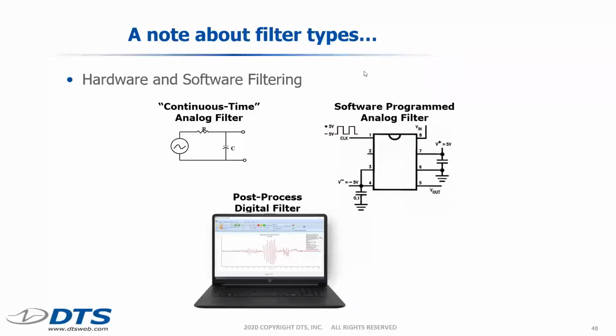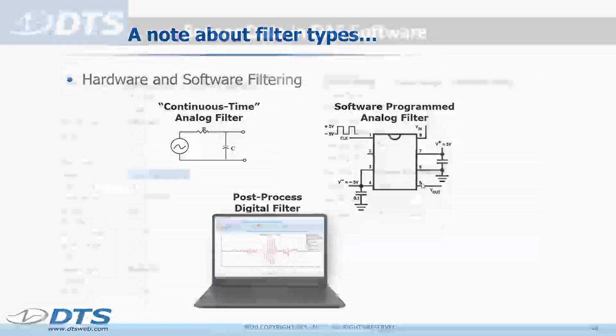There are 3 types of filters used in most systems, including all of DTS systems. We have continuous time analog filters, software programmed analog filters, and then post-process digital filters that you normally do on the PC. Again, we'll cover some of that in greater detail in the next session.